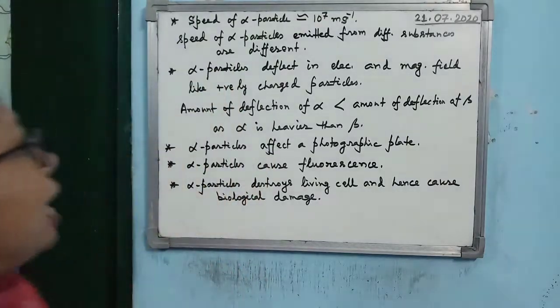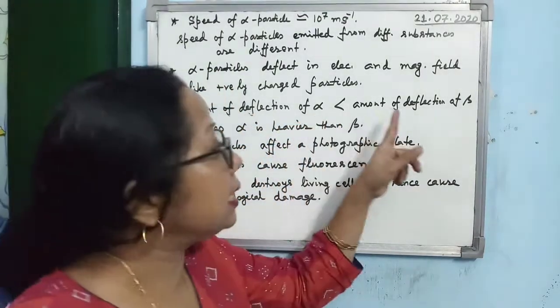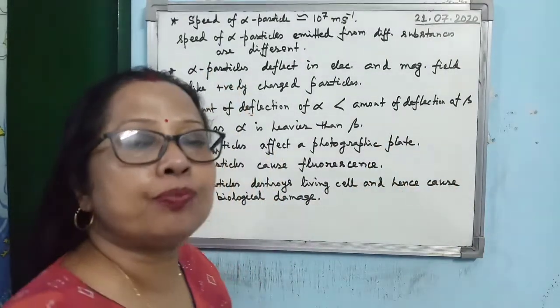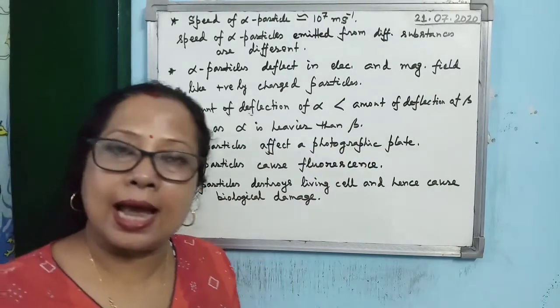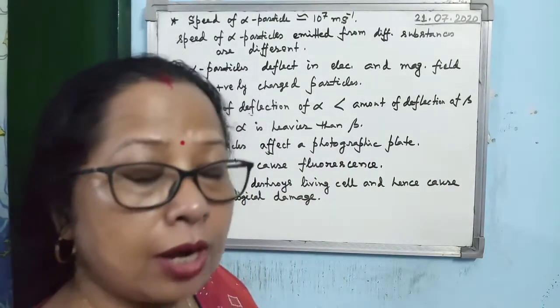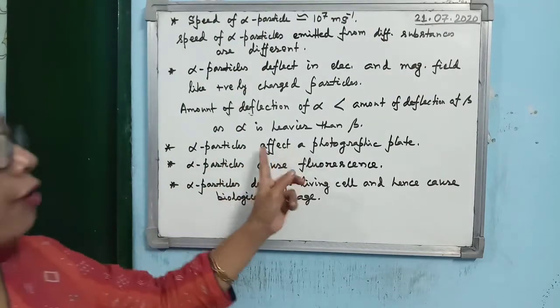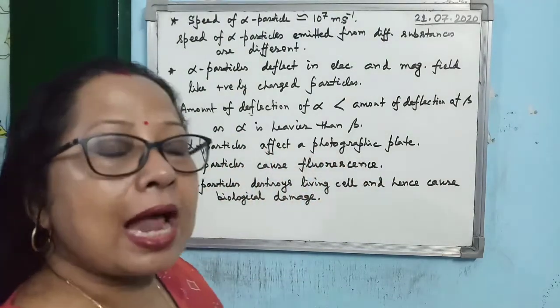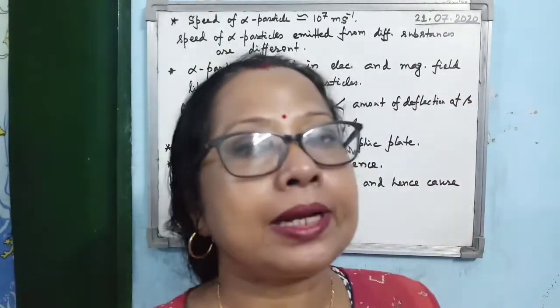The amount of deflection of alpha particles is less than the amount of deflection of beta. Why? Because alpha is heavier than beta. Alpha has 2 protons and 2 neutrons, so it is heavier than beta. And alpha particles affect the photographic plate. Alpha particles may cause fluorescence when they strike fluorescent material.